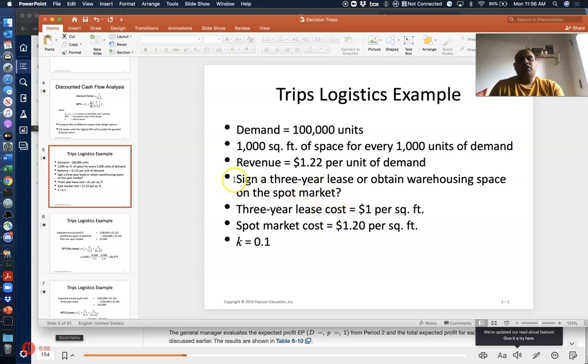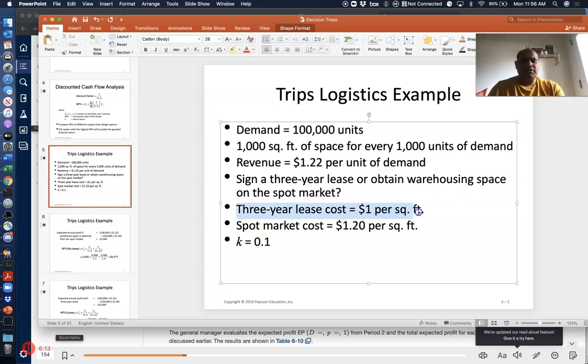The first option is, should we sign a 3-year lease where we fix the price, but then we might have to pay certain premiums, or obtain warehouse space on the spot market. If you sign a 3-year lease, you are going to get it for $1 per square foot. So every square foot that you rent, you're going to pay $1 per square foot. And on the spot market, you are going to pay $1.20.